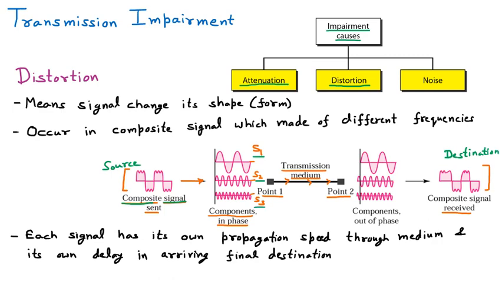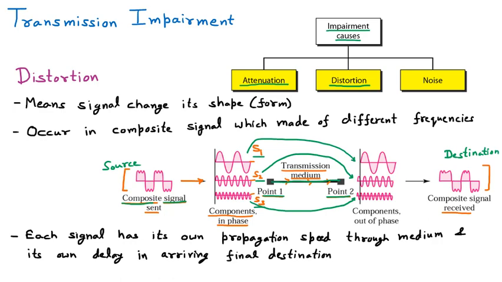Now they are having their own propagation speed and delay. That means through this medium, through this wire, the signals are going from point 1 to point 2 and they are traveling at different speed. Assuming that this one, S3, reaches faster, you can see that it reaches faster. After that, just after, S2 arrives, and this signal S1 reaches afterward.